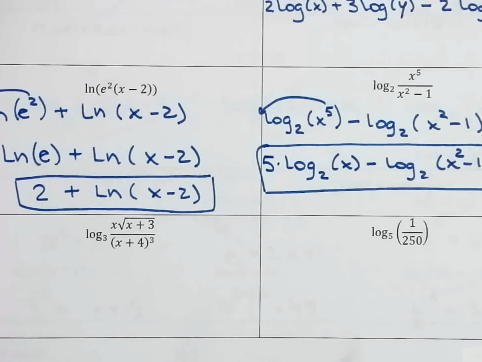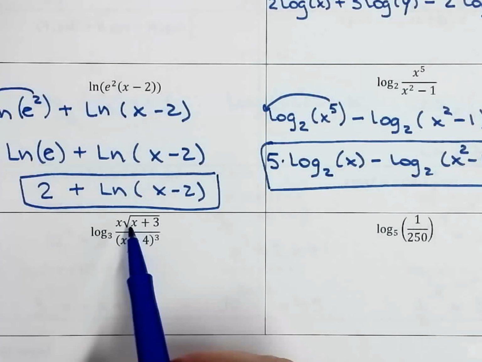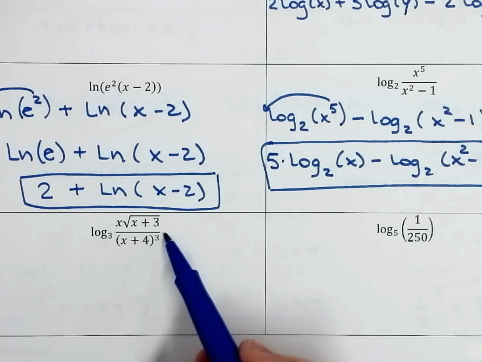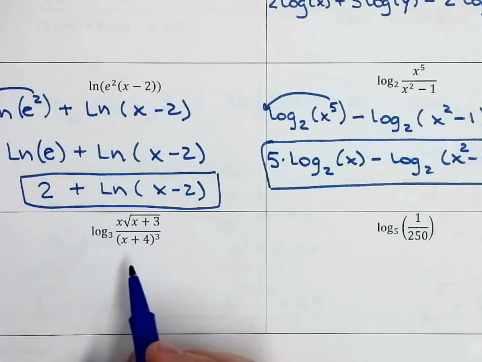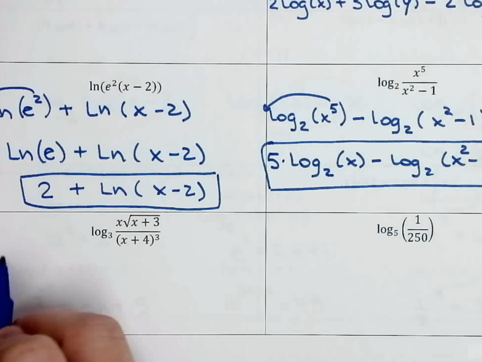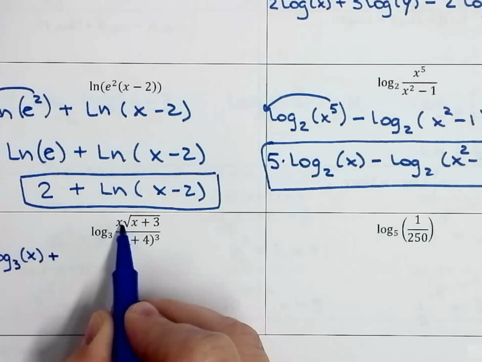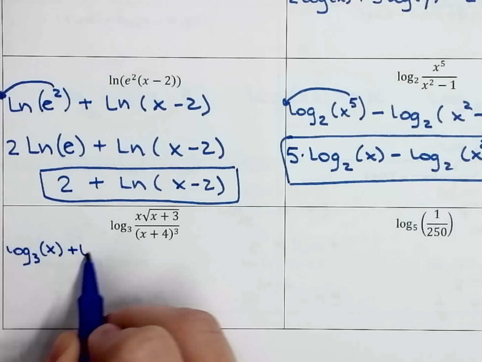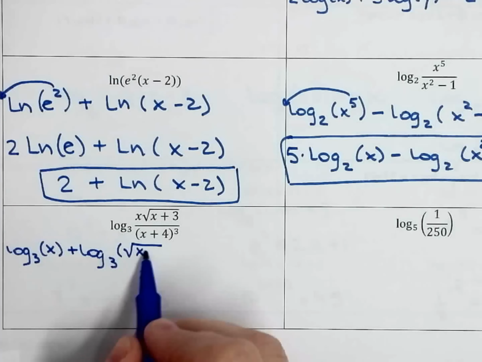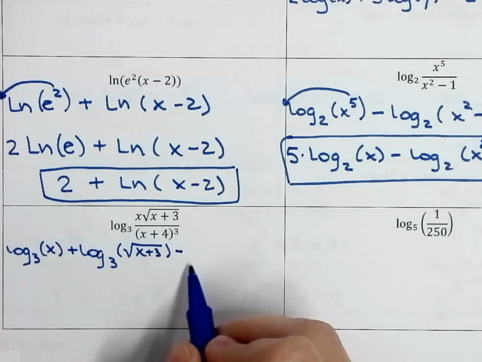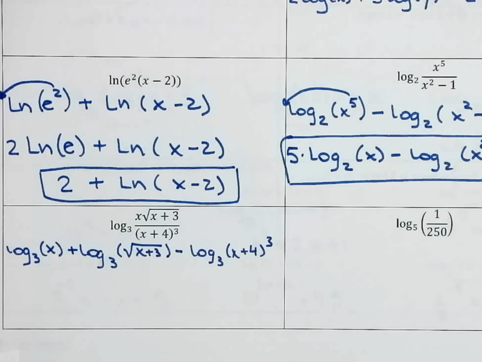So the next one, I see multiplication right there between x and square root of x plus 3. And I also see division right there at x plus 4 cubed. Let's go that route first. So log base 3 of x plus, because I'm multiplying here, log base 3 of square root of x plus 3 minus log base 3 of x plus 4 cubed.